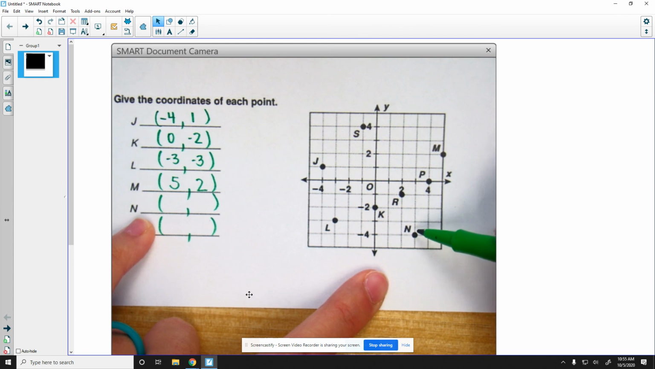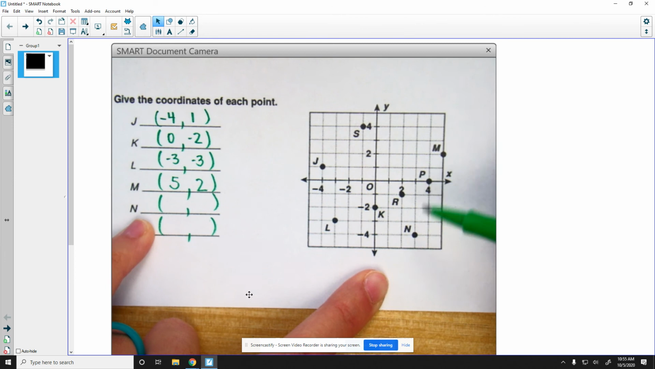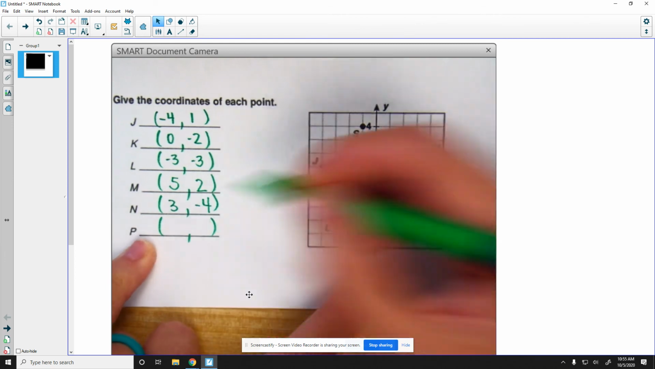Aaron, what do you think? 3, -4. Yes, 3 comma -4. So you started from the 0. You went to the right 3, and then you went down -4. So 3 comma -4. Okay, last one.